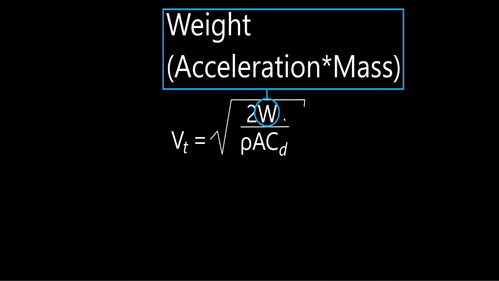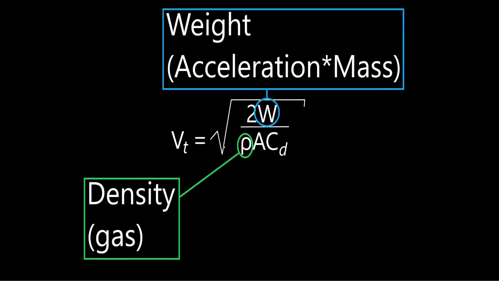First of all, we have the big W. The big W stands for the weight, which is the acceleration times the mass of our object. Then, the rho represents the density of the gas, or the medium.